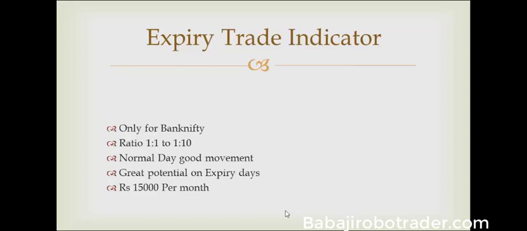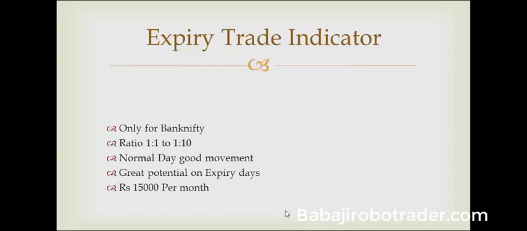Say, for example, you have taken a strike that is trading around 200 or 300. We can expect a normal 30 to 50 rupees in a trade. This indicator has great potential on expiry days. The price of the indicator is 15,000 rupees per month.